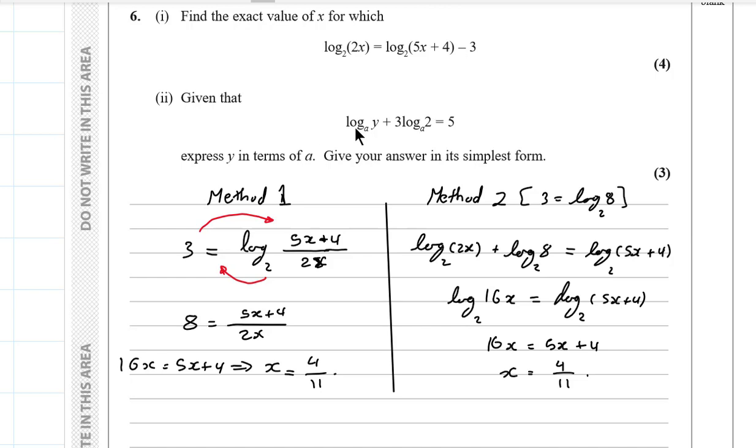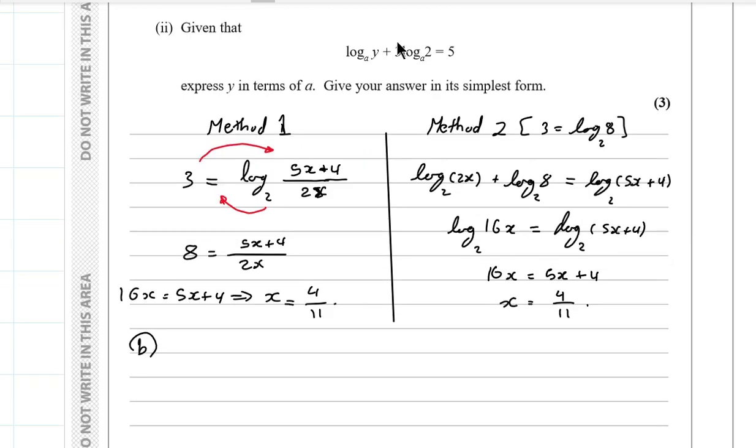Okay, double I, given that logarithm y to the base a plus 3 logarithm 2 to the base a equals 5, express y in terms of a. So first I will raise 2 to the power of 3 here, and then we have log plus log can be simplified to just one log of the product.